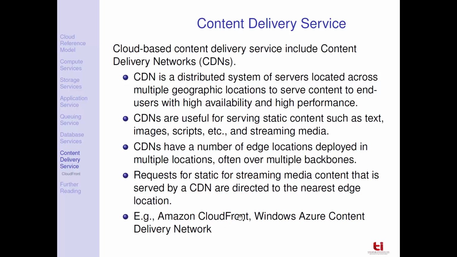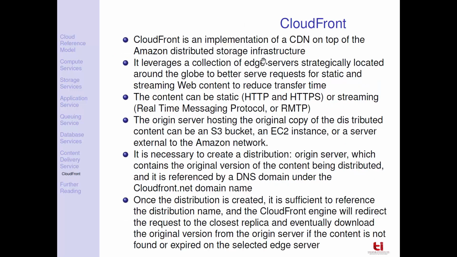Let us look at Amazon CloudFront, a few points about it before we conclude the lecture. CloudFront is an implementation of CDN on top of Amazon's distributed storage infrastructure. What it does is it uses edge servers which are strategically located around the globe to better serve requests for static and streaming web content and reduce the transfer time. The content can be static or it can be streaming, either downloaded through HTTP or through real-time messaging protocols.